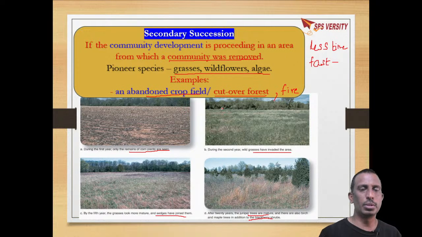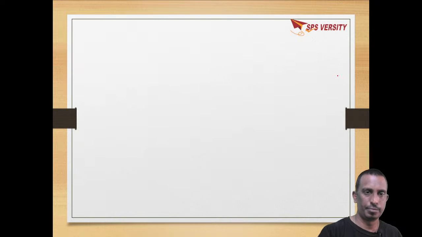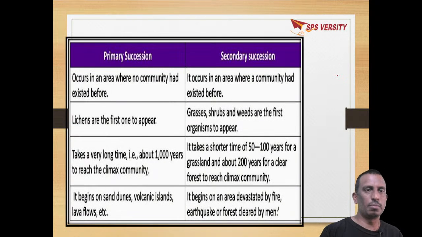From one community to another community, the biomass of the communities increases gradually. So there is a lot of biomass change.